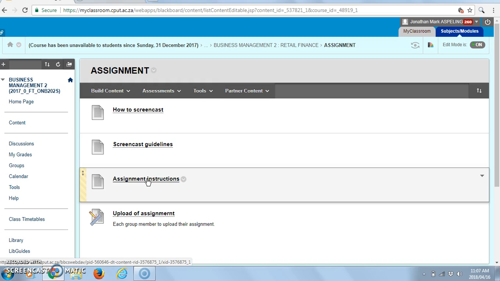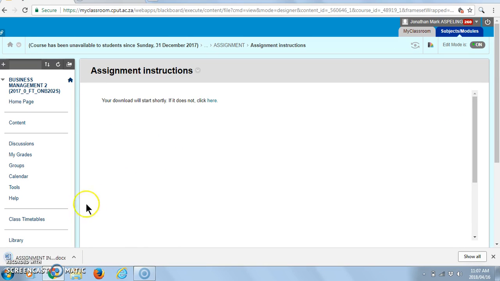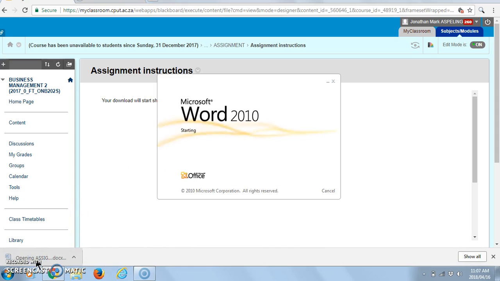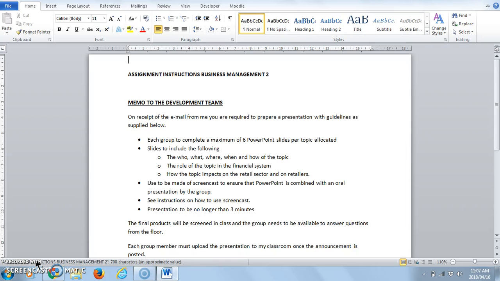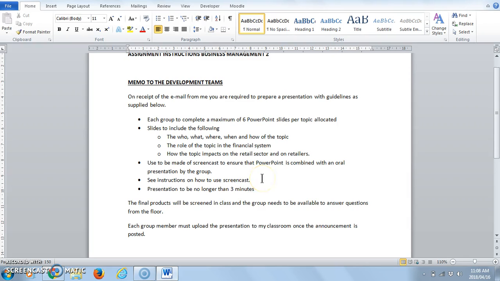And the students then go ahead themselves and do the whole assignment. They could download it, see what is required. It would tell them exactly what they need to do. They have got 6 slides. And the final thing, they've got to present it. They must upload it. The presentation must be no longer than 3 minutes.